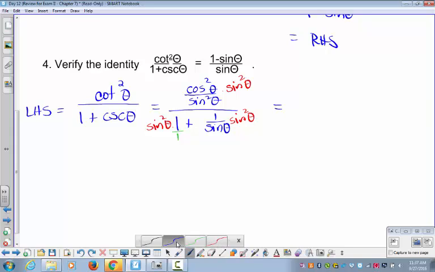So in the numerator, cosine squared over sine squared times sine squared is cosine squared. That's the whole point. You're clearing out the fractions. And then downtown, when we multiply 1 by sine squared, we get sine squared. When we multiply sine squared by 1 over sine, we end up with just sine. We have that. All right, we're getting close.